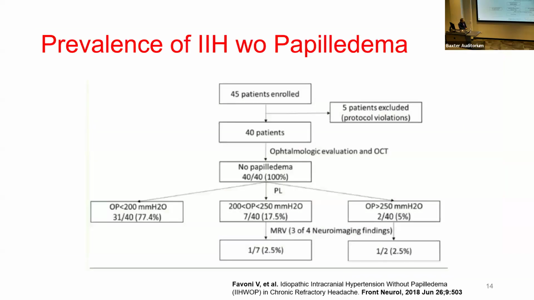This is basically an observational study that included 45 patients with refractory headaches, and they were suspecting IIH as a cause. They didn't have papilledema, evaluated by ophthalmology and even OCT, and then they measured the pressure. The pressure was low in most of them, between 20 and 25, borderline in 7, and more than 25 in 2. And in those 2, only 1 fulfilled the criteria based on imaging. So in this paper, only 2.5% of these patients were diagnosed with IIH without papilledema.